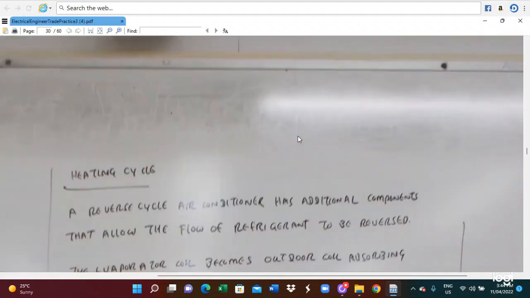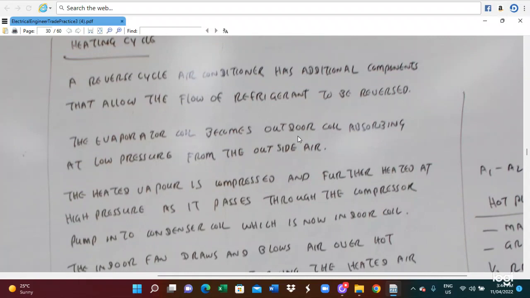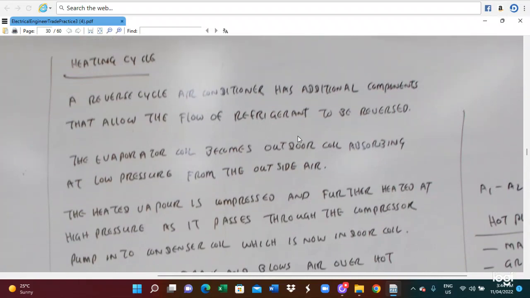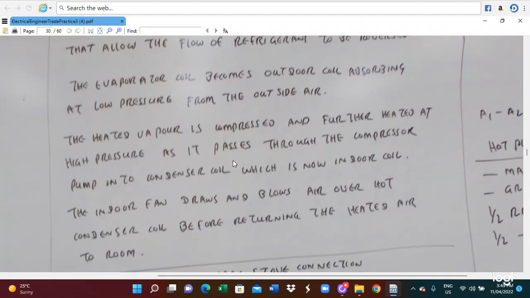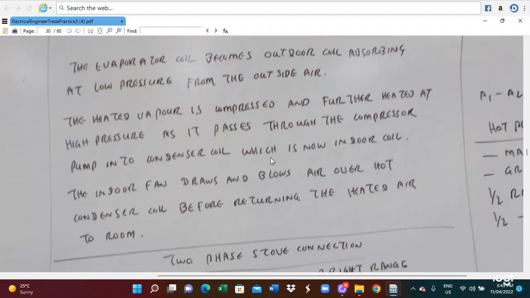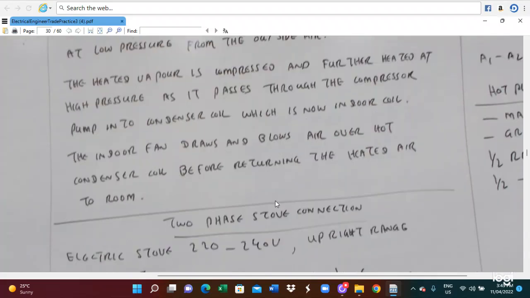The heating cycle: a reverse cycle air conditioner has an additional component that allows the flow of the refrigerant to reverse. The evaporator coil becomes an outdoor coil, absorbing heat from the outside air. The heated vapor is compressed and further heated to a high temperature as it passes through the compressor, then passes into the condenser coil, which is now the indoor coil. The indoor fan draws and blows the air over the hot condenser coil before returning the heated air into the room. So this is the way.